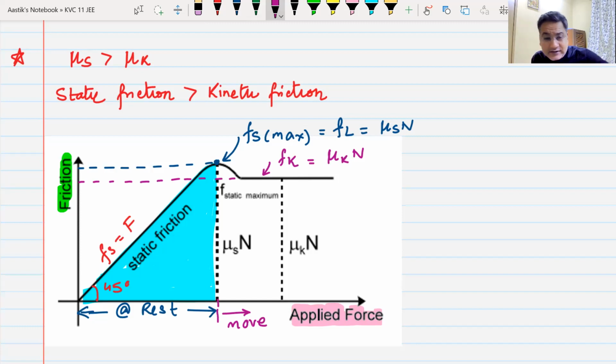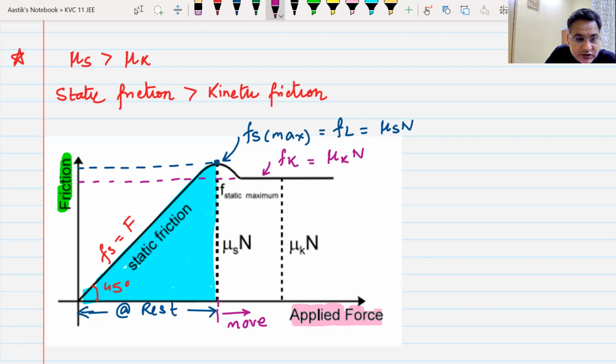Do we understand this graph? Yes or no? This graph will help us in understanding how the body moves and how the friction changes from static, the smarter one, to kinetic, the simpler one. If you have understood this, I'll give you a minute to draw this graph. This is an important graph. It has come in exams many times. Then I will give you a question based on this.